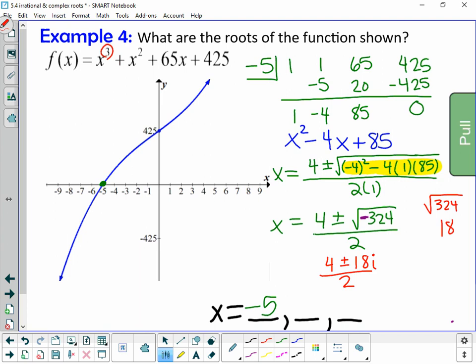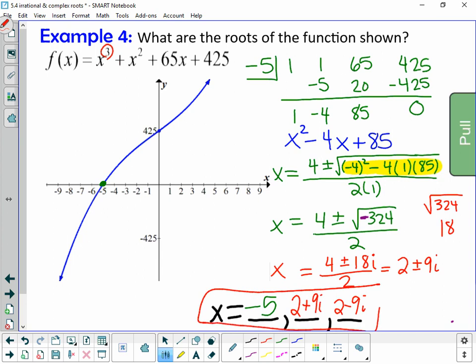So we have 4 plus or minus 18i, all divided by 2. So if we go ahead and divide those parts by the 2, we get 2 plus or minus 9i. So our other two roots are 2 plus 9i and 2 minus 9i. Again, you don't have to separate it out into the plus and the minus one. I'm just doing that to help you see that we have found all three of the roots of the function. It has one real root, and it has two that are non-real, that have an imaginary part.